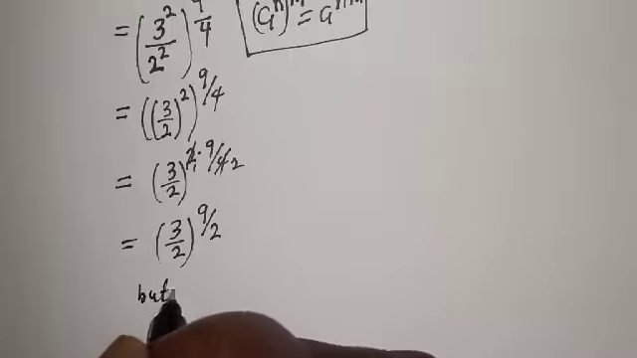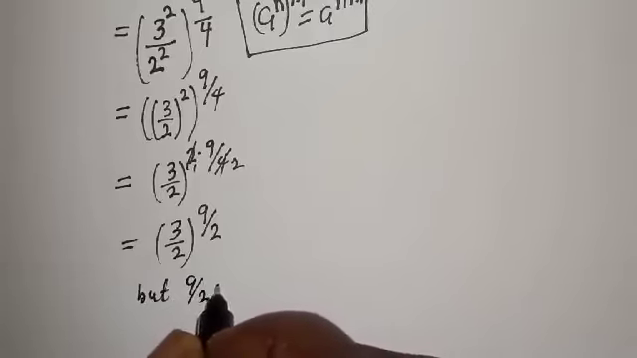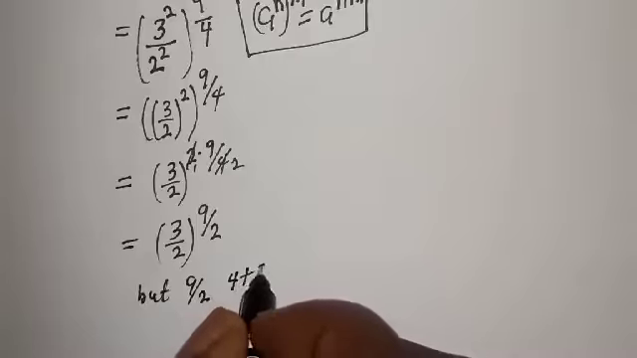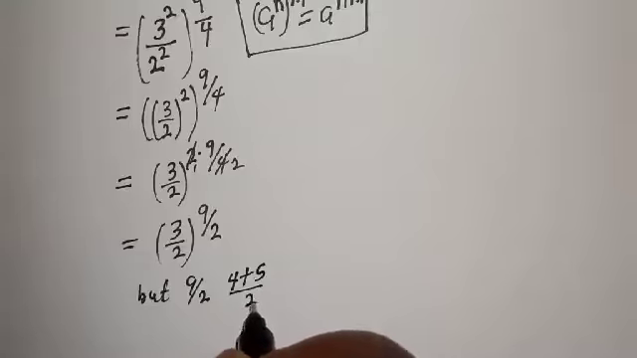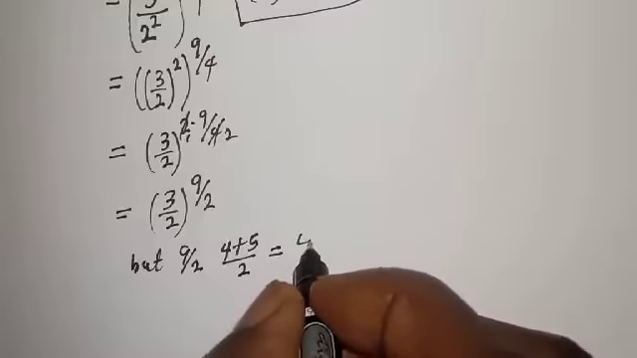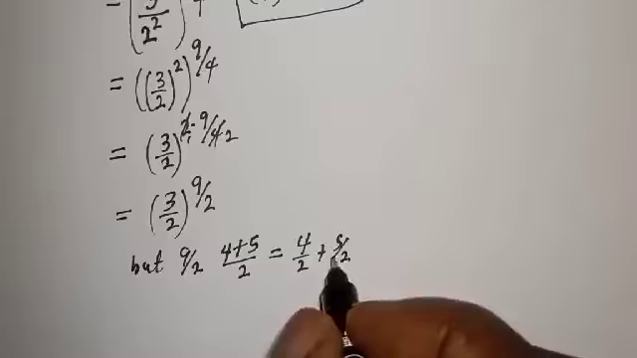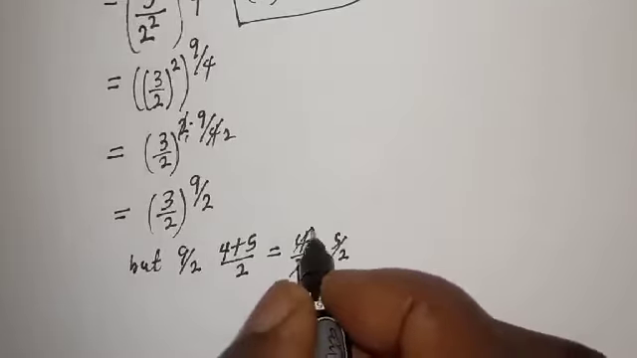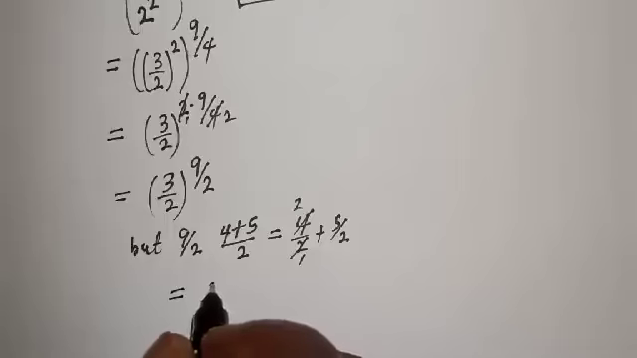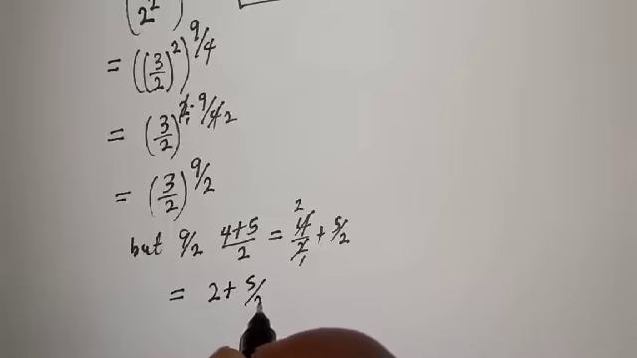But 9 over 2 can be written as 4 plus 5 over 2. Then this is equal to 4 over 2 plus 5 over 2. 4 divided by 2 is 2. This is equal to 2 plus 5 over 2.